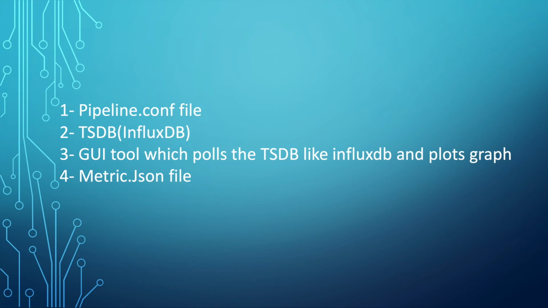The final and fourth piece of information is the metric.json file. Basically, whatever data we are receiving from the router should be converted to a format which is understandable by the Influx database or any of the time series databases. So here we are using the metric.json file to do that conversion.